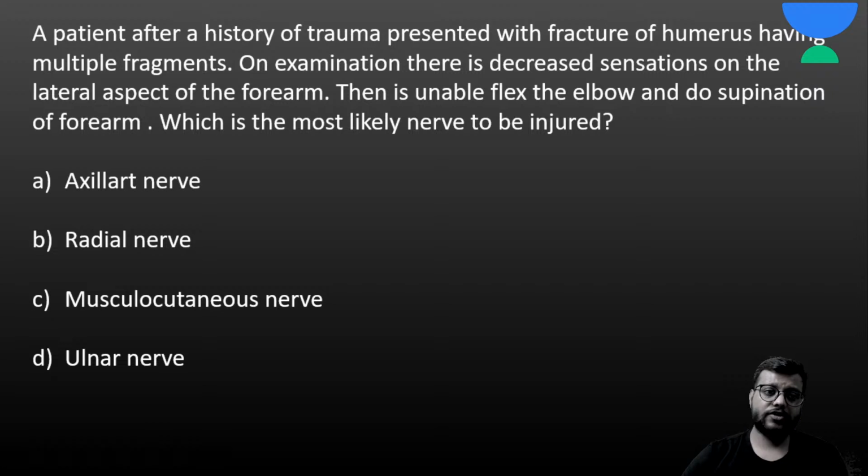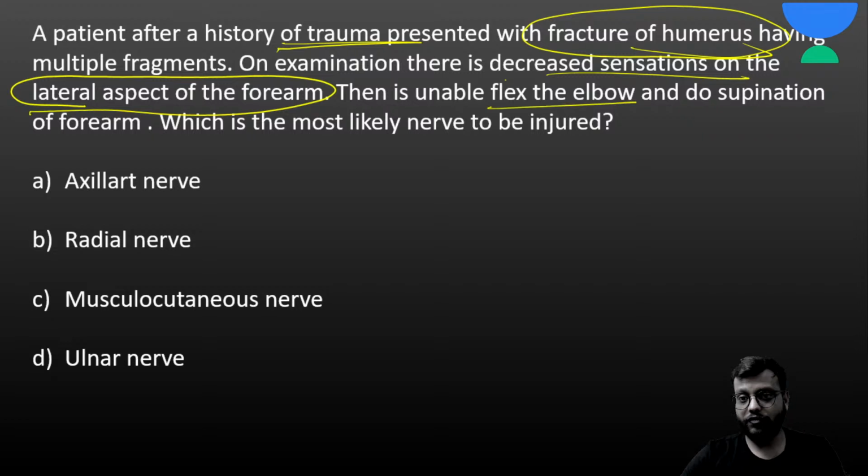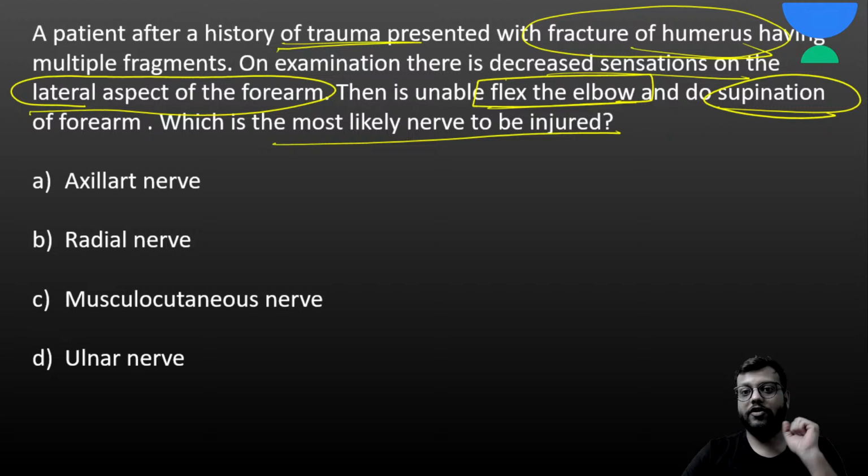Now the next question was also clinical based, but it was a big question without any image, so you had to read it carefully. And what is the question? A patient after a history of trauma presented with fracture of humerus having multiple fragments. On examination, there is decreased sensation on the lateral aspect of the forearm, and the patient is unable to flex the elbow and do supination. Which is the most likely nerve to be injured?